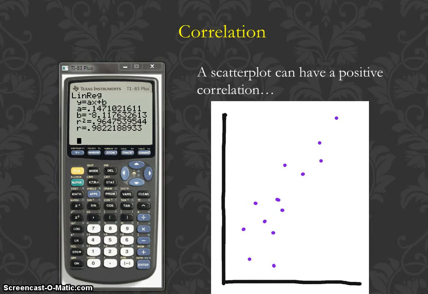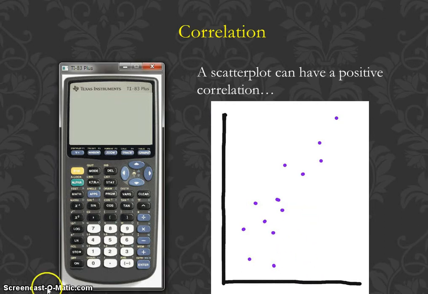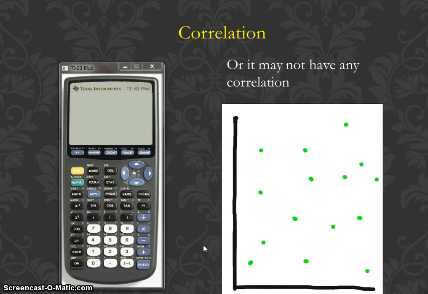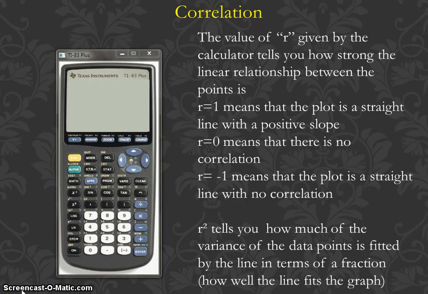A scatter plot can have a positive correlation. It could have a negative correlation. Or there may not be a correlation. The correlation is not the same as the slope. However, if the correlation is positive, the slope will also be positive. If the correlation is negative, the slope is also negative.